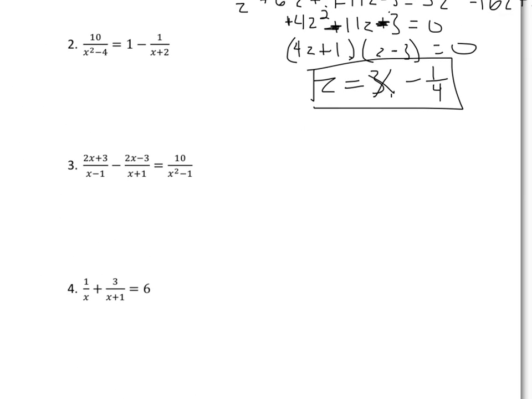Alright, number 2. It's a little bit simpler. Still pretty complicated, but remember that the x squared minus 4 is going to be x plus 2, x minus 2. So that tells us that our whole thing needs to be multiplied by x plus 2, x minus 2.